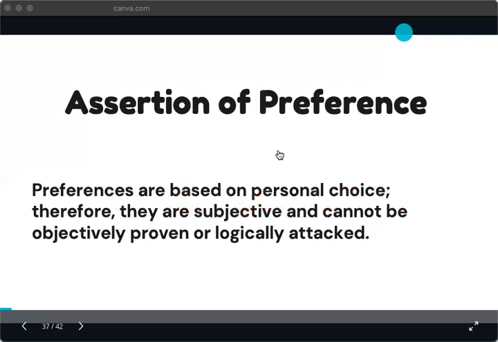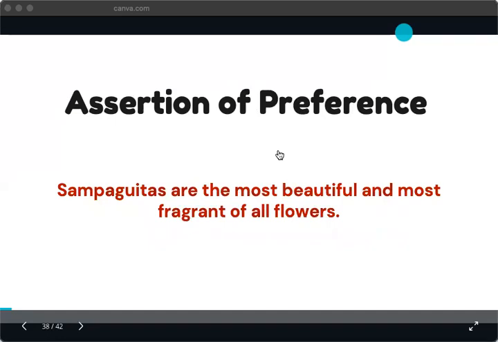For example, here, Sampaguitas are the most beautiful and most fragrant of all flowers. O magbuot ba ka sa kuway, that is how I see sampaguita. Okay? It is a preference because it says a lot about the type of flower that the writer likes, no? Instead of objectively comparing the qualities of sampaguita to other flowers, he or she just says here that it is most beautiful and fragrant from her perspective lang. Okay? Not talking about qualities, but merely her or his judgment of the flower sampaguita. Okay, let's pause for a while.